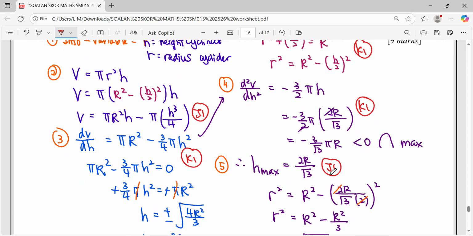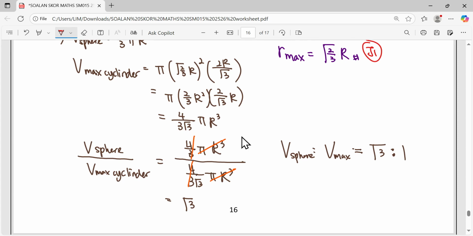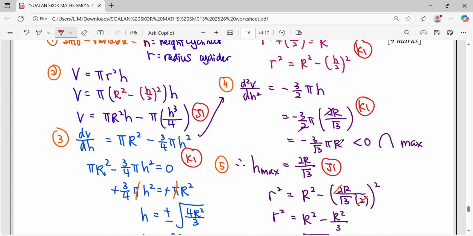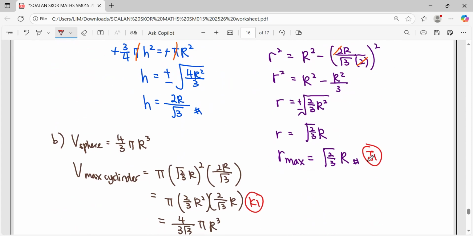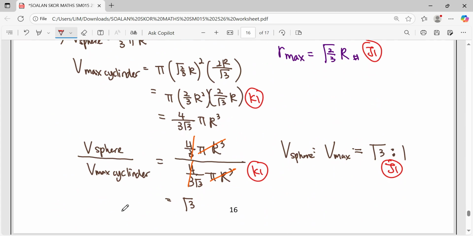That is 1, 2, 3, 4, 5, 6. Alright, then find out your volume and do it in ratio. Write it as a ratio. So that is the 3 marks here. So question A here is 1, 2, 3, 4, 5, 6 marks. Okay, so I think that's all for these questions.